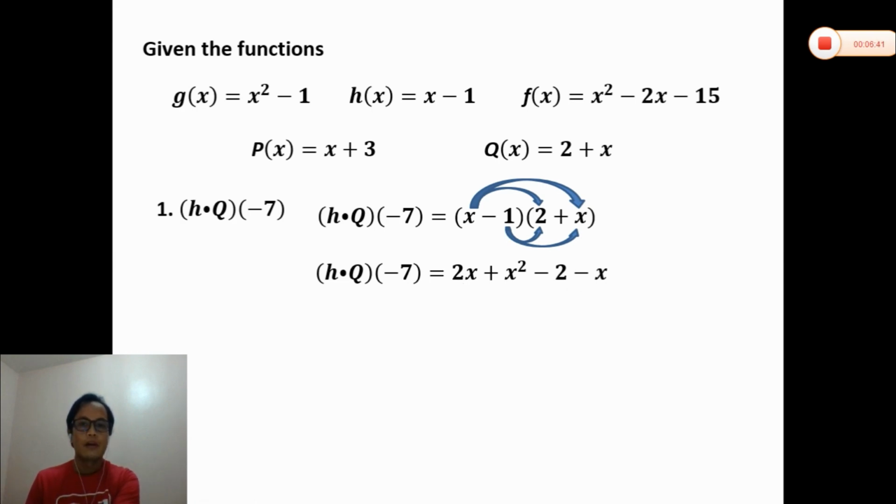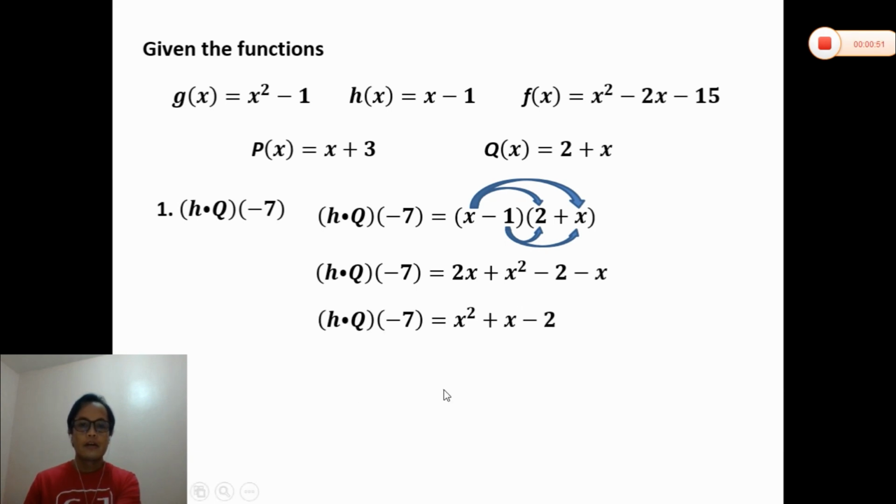So again, we have x times 2, that gives us 2x. Then we have x times x, that gives us x squared. We have negative 1 times 2, we have negative 2. Then negative 1 times x, that gives us negative x. What must come first for this polynomial must be x squared.